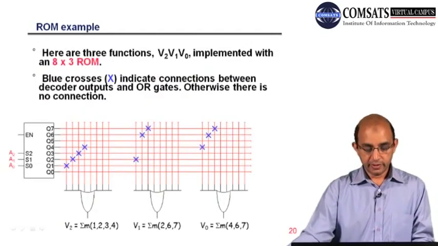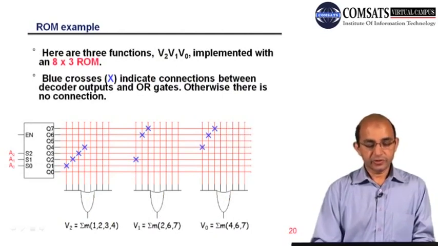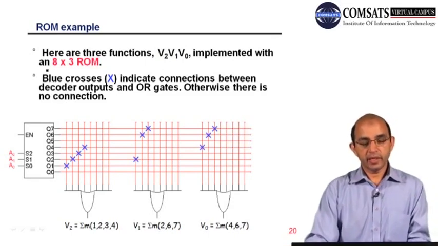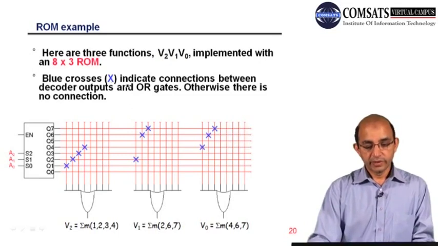Okay, so here you can see that there are three functions, right? And we have V2, V1 and V0, and they have to be implemented by an 8x3 ROM, right? So here we have marked the connections with a cross in blue, right? A cross indicates the connection between the horizontal and the vertical line, right? So here we have a connection, right? So you can see this is the Q4 and this is the vertical line, right?